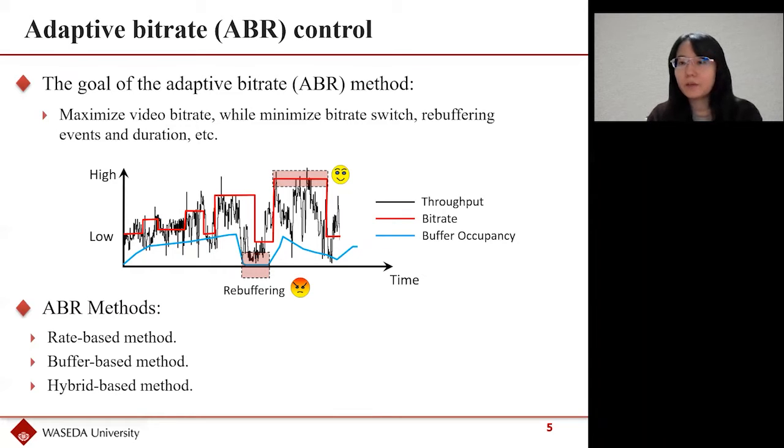The main ABR methods can be classified into three categories: rate-based method, buffer-based method, and hybrid-based method. The rate-based methods select the bitrate based on the throughput condition, while the buffer-based methods decide the future bitrate with the buffer occupancy. The hybrid-based methods choose the proper bitrate based on the throughput and buffer condition together.